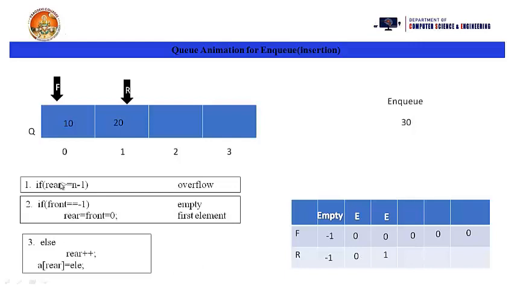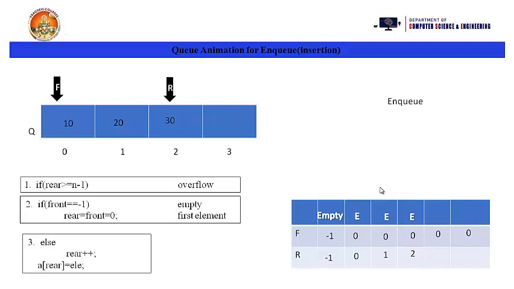Again we need to check the condition. So the rear value is 1 here, and n-1 means 3. So 1 is greater than or equal to 3? The condition is false, which means it is not an overflow condition. Then go to the one more condition. If front equal to -1? No, front is 0. Then go for the else part here, rear plus plus, increment the rear value. Now in this index position we need to insert the value. So before that, first we need to move to the second index position. Then enqueue the 30 element.